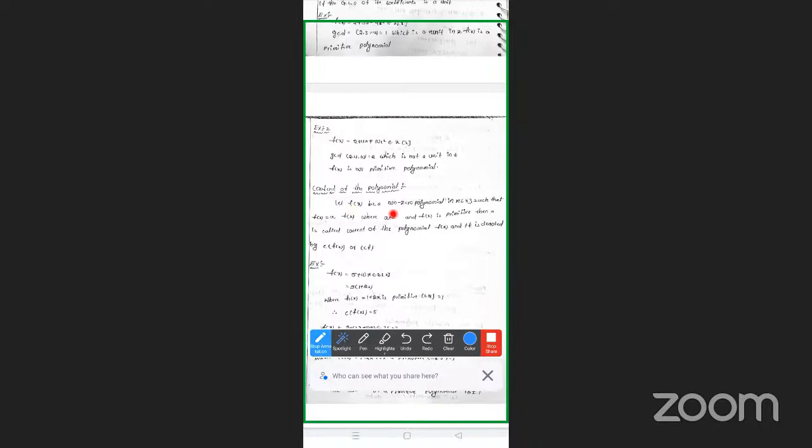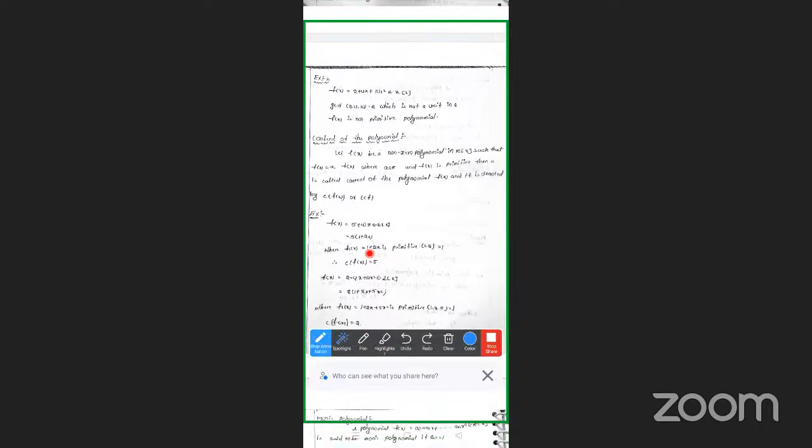So let f of x be a non-zero polynomial in C of x, that is, complex numbers, such that f of x is equal to a times f1 of x, where a belongs to R and f1 of x is primitive. Then a is called the content of the polynomial f of x, and it is denoted by C of f of x or C into f.